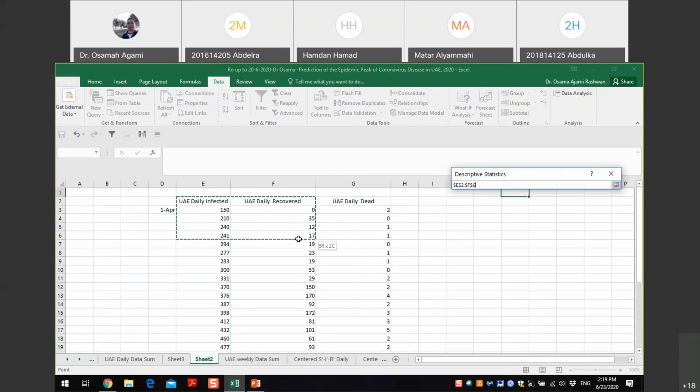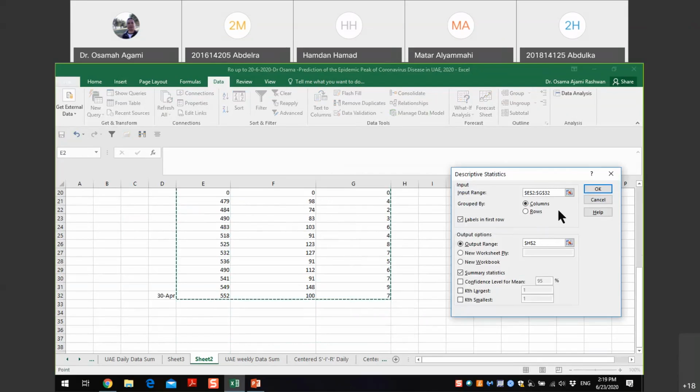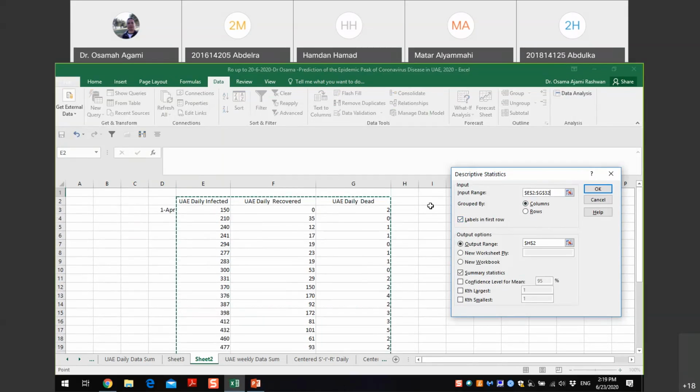I'm using daily infected, daily recovered, daily dead, for this one month, which I got from my original data. My data is in columns, so I'll take columns. If my data were written in rows, I would press rows. If I have a title for each column in the first cell, like this one, I have to take the labels. I would like to have the result of the descriptive statistics where this is the old one I take. So I make it blank and just click in an empty space, only in one cell, right?